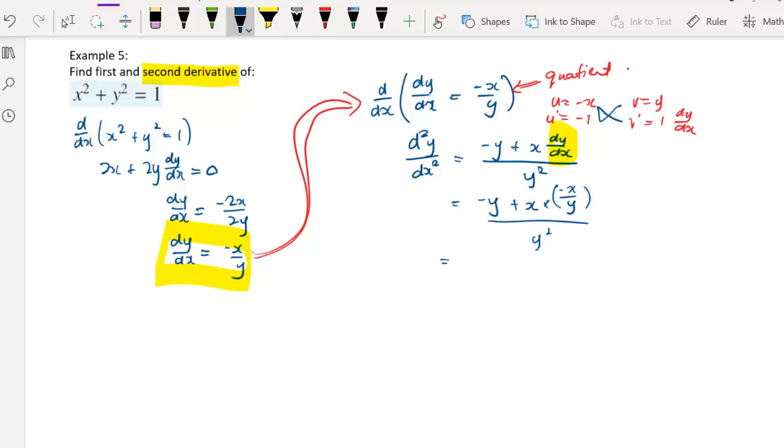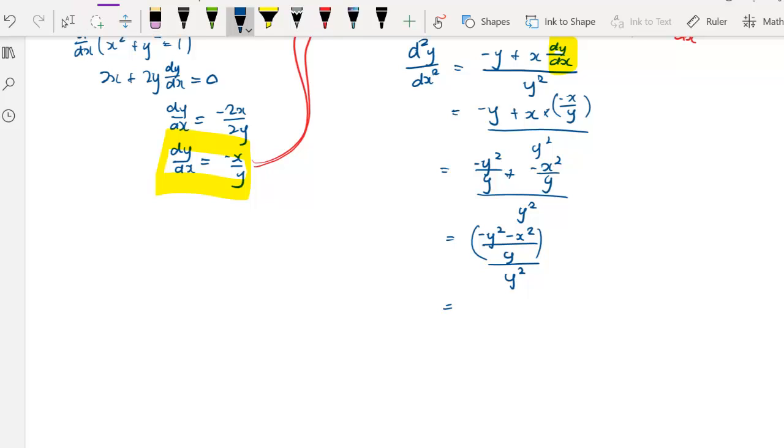Now this just becomes a nice simple algebraic process. We want to get both of these terms on y so we can manipulate it. So this becomes -y squared on y, and we've got -x squared on y already. So multiply this one by y on top and bottom to get it to -y squared on y. Now this is all over y squared. So now we have -y squared take x squared all on y squared. And so that will simplify out nicely. This y will come down, and we have -y squared take x squared over y cubed.